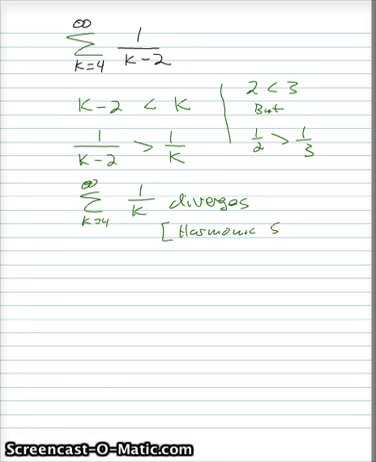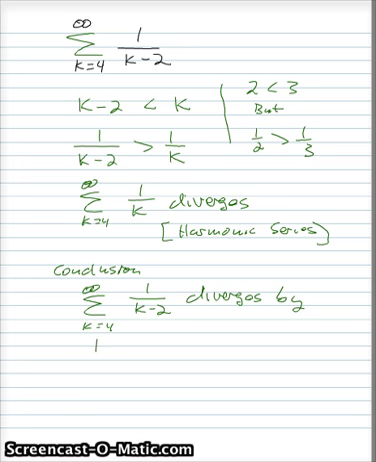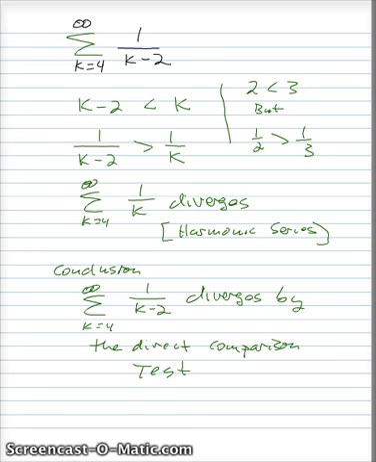The harmonic series diverges. My sequence 1 over k minus 2 is bigger than the sequence 1 over k. The sum of 1 over k diverges, and I'm bigger than a divergent. So my conclusion will be the sum as k goes from 4 to infinity of 1 over k minus 2 must diverge because, again, that sequence was bigger than the sequence that defines a divergent series. So that diverges by the direct comparison test. Bigger than divergent means divergent.